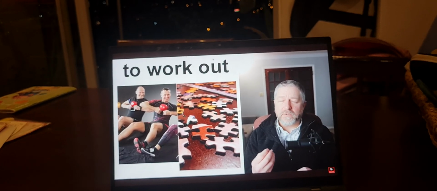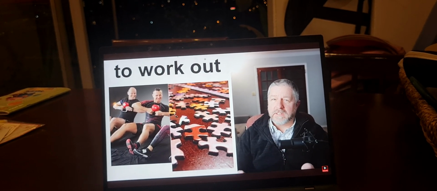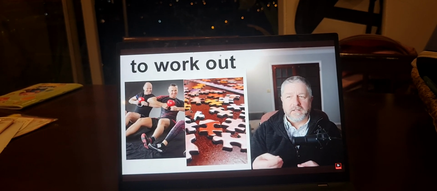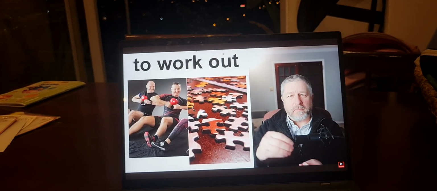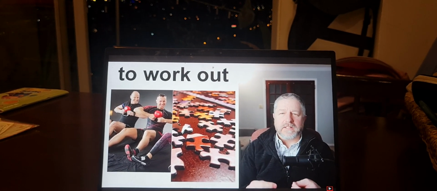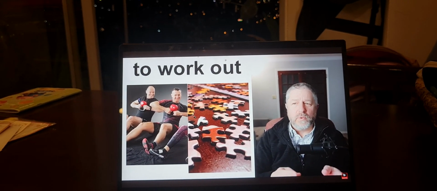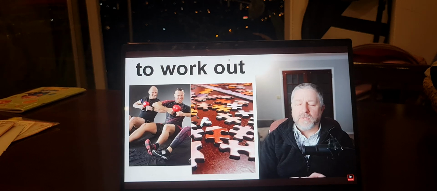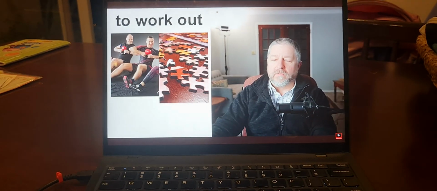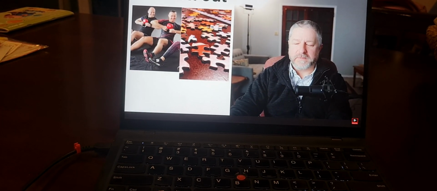But that can also mean to solve. When you do a puzzle, you need to work out which pieces go together. When Jen plants in the flower bed, she has to work out how many she can put in each bed. Sometimes maybe let's say your family has two vehicles and three drivers. You might have to work out who takes which vehicle when. So it can mean to work out, to lift weights. It can also mean to solve a problem or to figure something out, very similar to figure out.